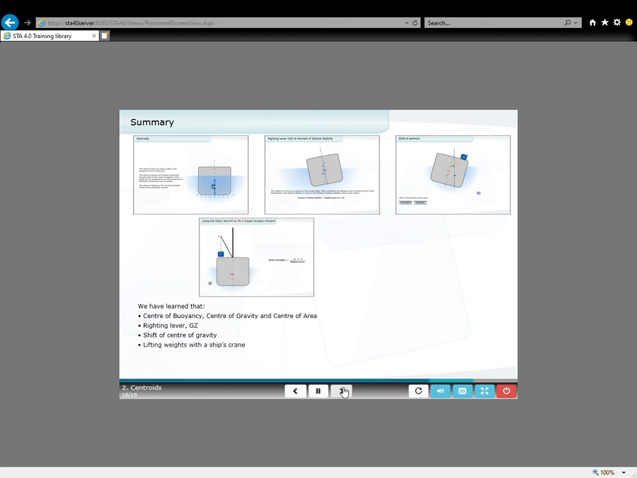The centre of gravity of a lifted weight moves to the head of the derrick as soon as the weight is lifted from the deck. The resultant position of the centre of gravity, KG, can be found by using a table of moments and dividing the total moment by the final displacement.